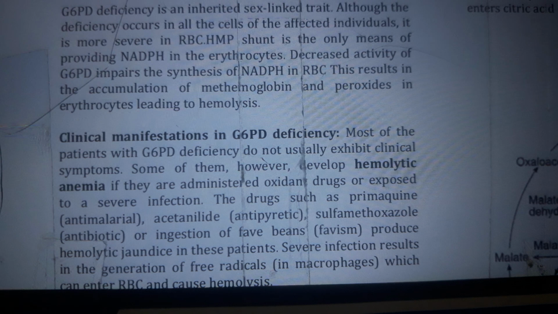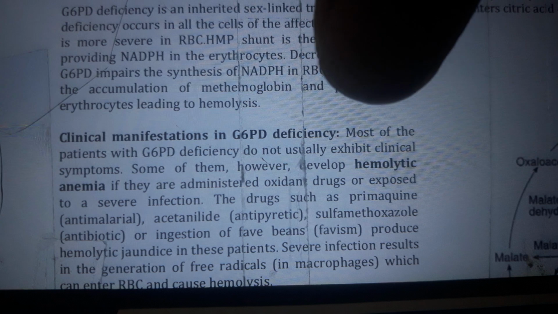Glucose-6-phosphate dehydrogenase deficiency. G6PD deficiency is an inherited sex-linked trait. Although the deficiency is in all the cells of the affected individuals, it is more severe in RBC. HMP shunt is the only means of providing NADPH in the erythrocytes. Decreased activity of G6PD impairs the synthesis of NADPH in RBC. This results in the accumulation of methemoglobin and peroxides in erythrocytes, leading to hemolysis.